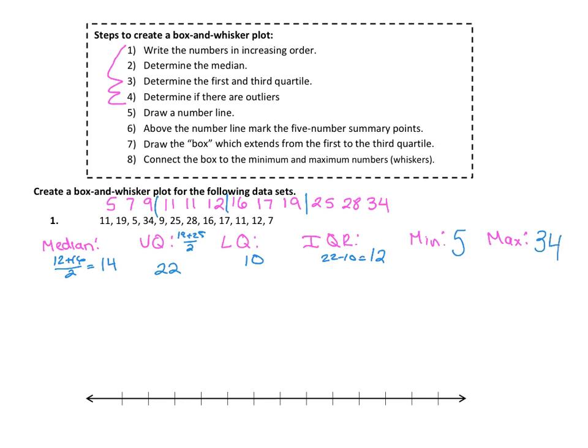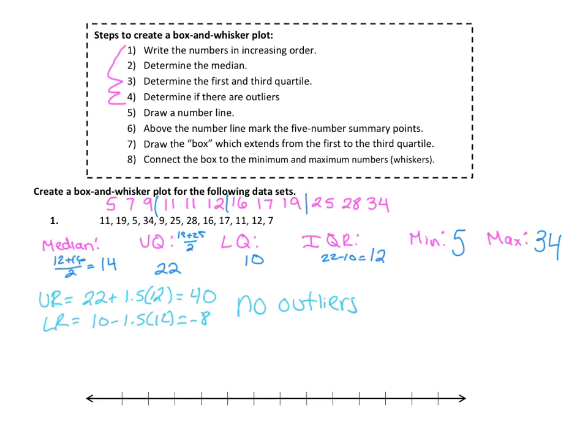Assuming that there aren't any outliers, this may change. If there's an outlier in the set of data, then your minimum or maximum is going to change to the next number. So to make sure that I don't have any outliers, I'm going to find my upper range, which is my upper quartile plus 1.5 times my interquartile range, which was 12. So my upper is 40. My lower range is going to be 10 minus 1.5 times 12, and I'm actually going to get negative 8. I don't have any data that lies outside of that, so I have no outliers.